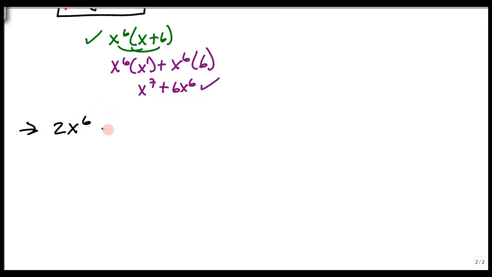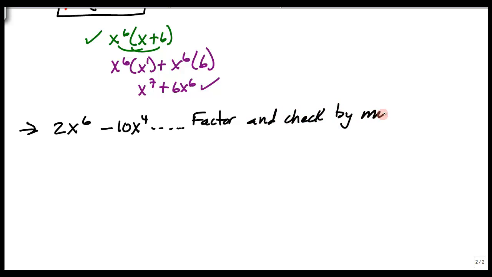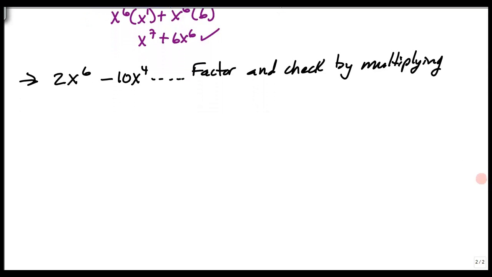2x to the 6th minus 10x to the 4th. Factor and check by multiplying. Okay, same directions. Now we're going to start working enough of these that we'll start to see some things that are common. Now 2 definitely goes into 10. I think that's the largest number that goes into both. So let's go ahead and first of all rewrite this as 2.